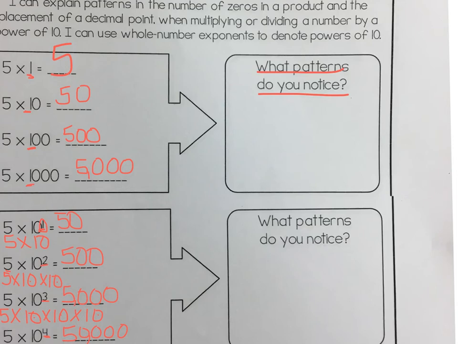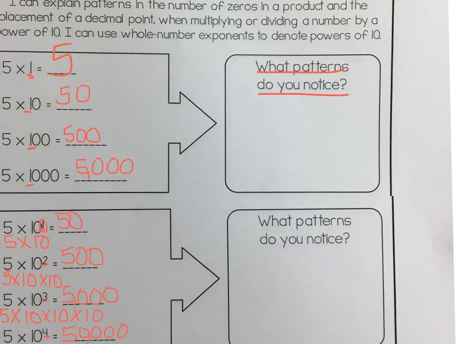Okay, let's do a little bit more depth than just add a zero. Bella? It goes up times 10 each time. It's going up times 10 each time. Who's got something different than that? Okay, Caitlin? They're all multiples of 10.